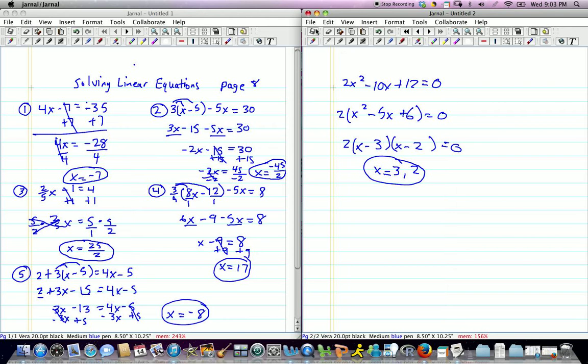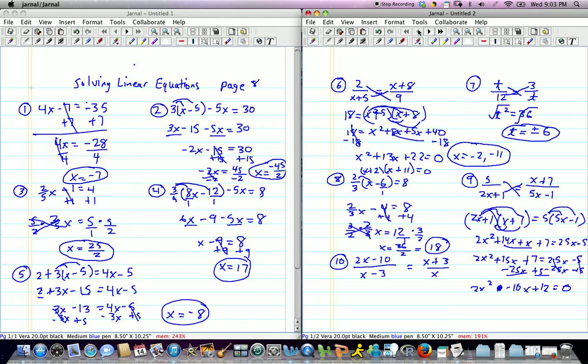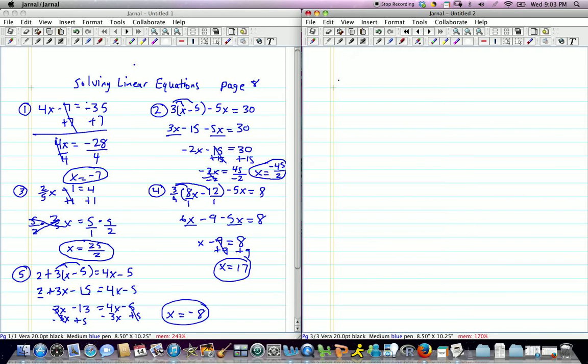Now, because I looked like I didn't have much room on the other page as well, I'm going to go ahead and solve the last problem on another page. So this is going to be number 10, which is 2x minus 10 over x minus 3 is equal to x plus 3 over x. So here I do cross multiplication again. You notice that two fractions equal to each other. So on this side I have x times 2x minus 10. On the other side I have x minus 3 times x plus 3.